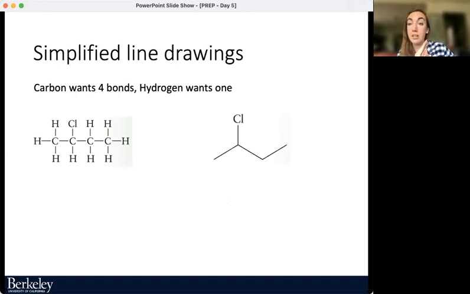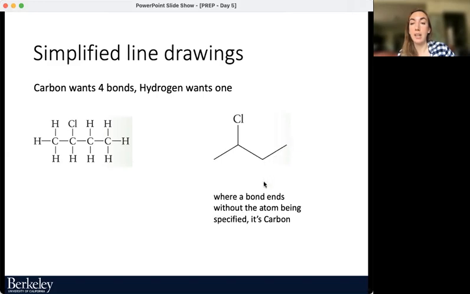I'm going to walk through this step by step. Basically the point is there are so many carbon-hydrogen bonds that we can just leave the hydrogens off and not draw them, because we know they must be there. Because carbon is one of our most common elements, we just don't write the C. Anytime we've drawn a bond and it ends without an element specified, that element is carbon. So the ends of these bonds are our 4 carbon atoms that are represented over here.